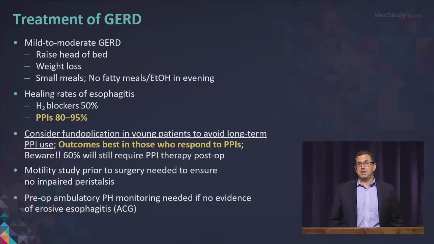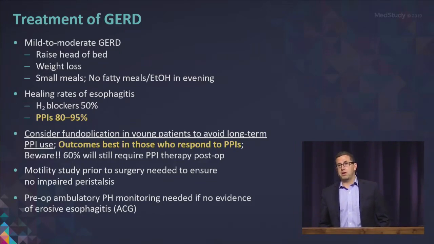Another key point is that even after you do a fundoplication, studies have shown that about 60% will still require a PPI therapy postoperatively, maybe months or years down the line, but a lot of them will require PPI. And another key point is you want to do a motility study before you operate on somebody because you want to make sure that their esophagus contracts normally, because if you seal up the esophagus with a fundoplication and they have a motility disorder, then you're going to have a major problem with symptomatology.